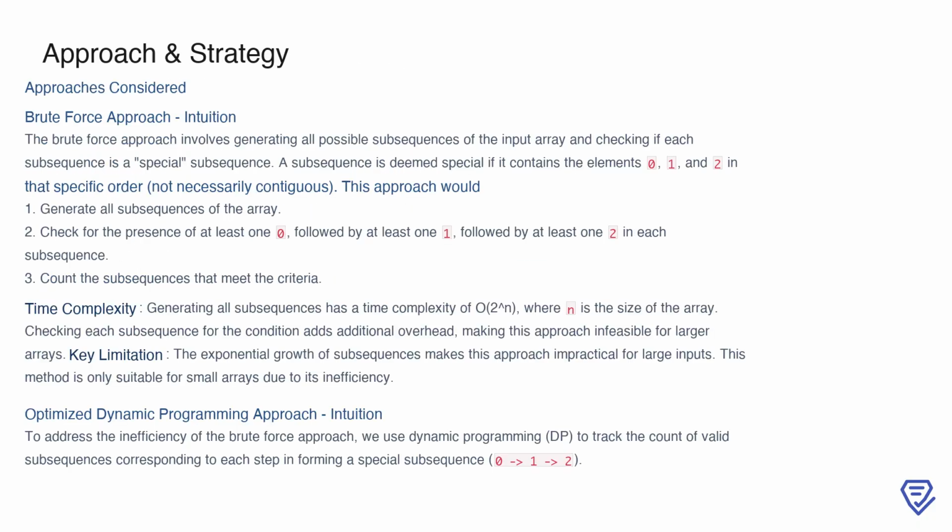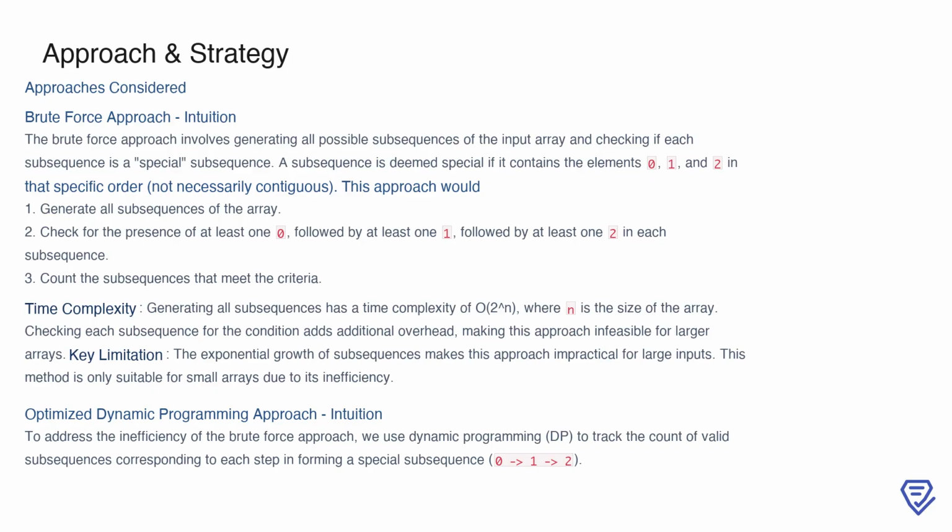To begin solving this problem, let's first consider a brute force approach and its intuition. The idea here is to generate all possible subsequences of the input array and then check each one to see if it qualifies as a special subsequence. A subsequence is considered special if it contains the elements 0, 1, and 2 in that exact order, though they don't need to be contiguous.